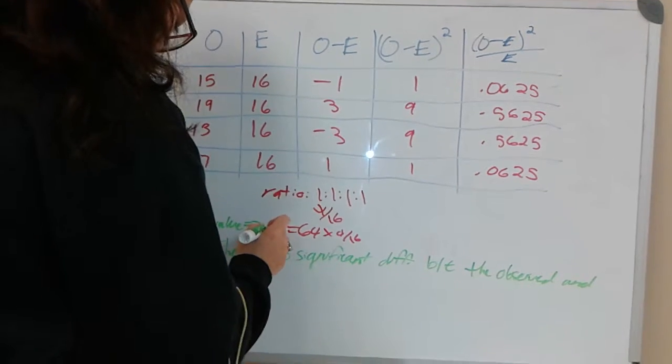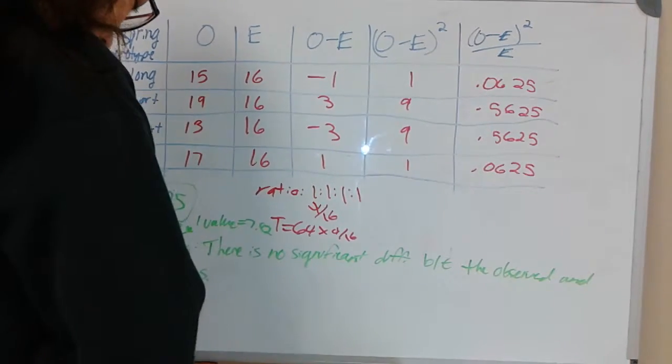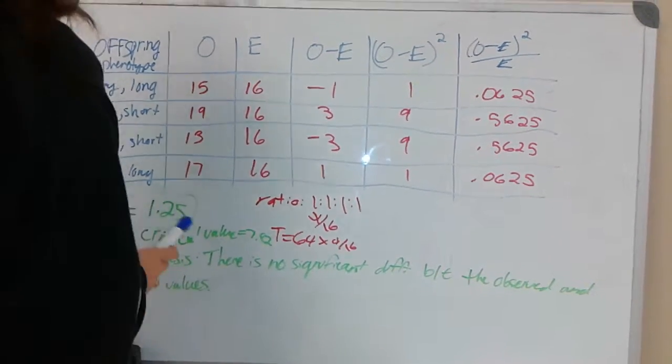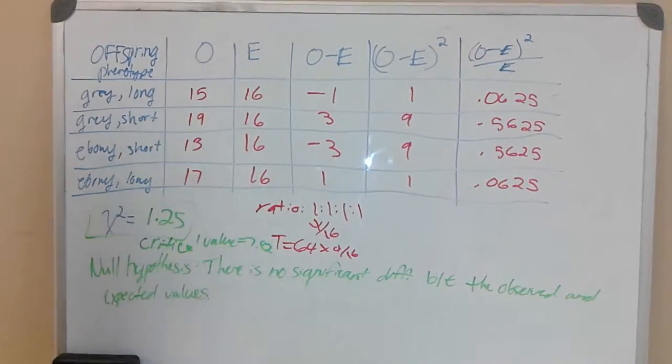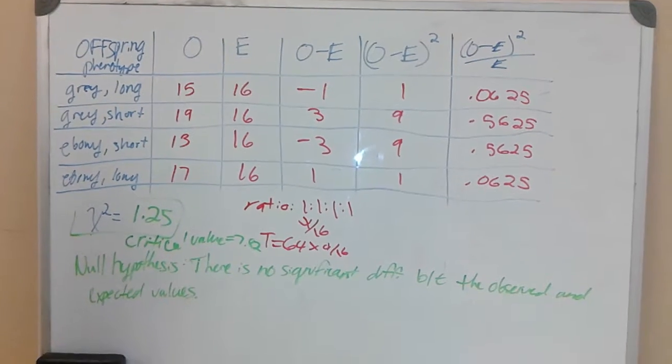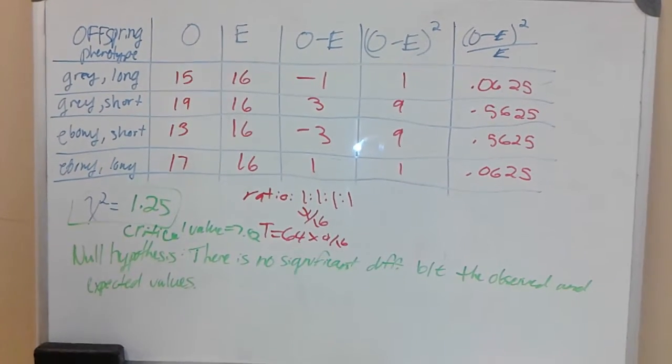In this investigation, our chi-square value was less than the critical value. And what this signifies is that there is no significant difference between the observed and expected values in cross 3.